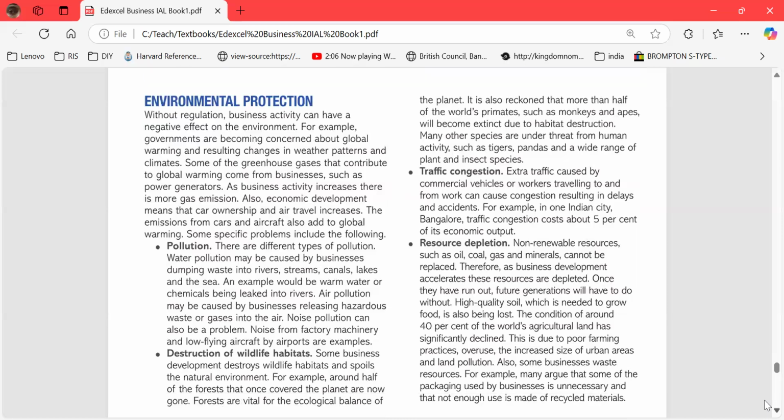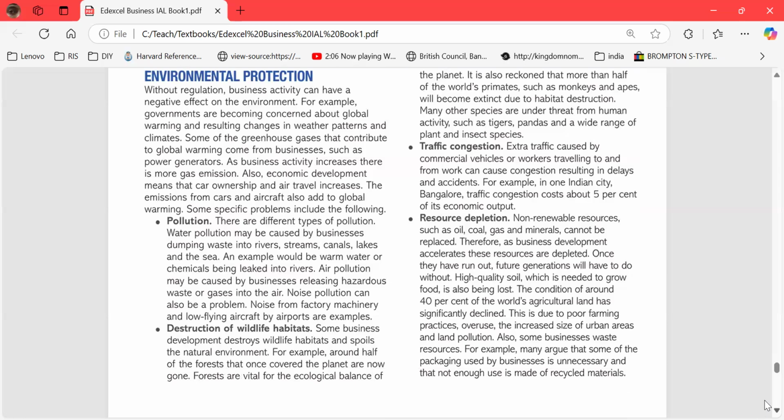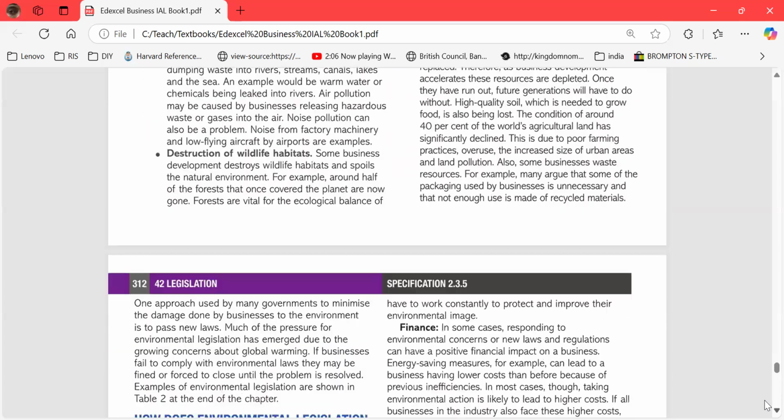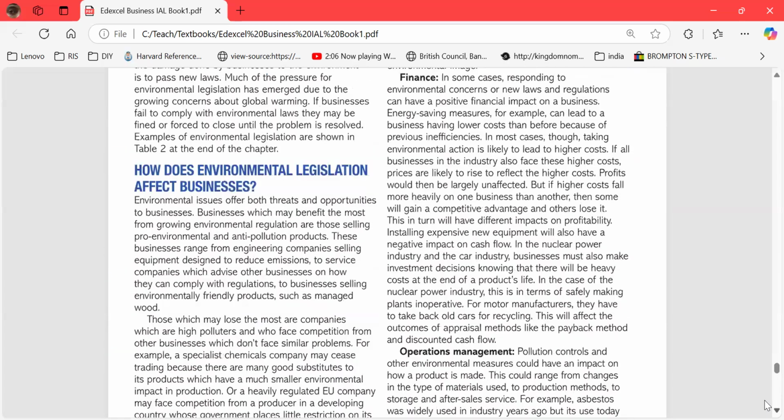Okay, then resource depletion. Non-renewable resources, if you use them, they will get used up, like oil, coal, gas. So this is a very urgent issue. We have to focus on renewable resources like solar, water, this kind of thing. So these are all the environmental concerns.